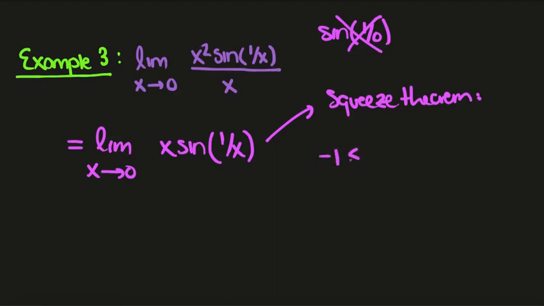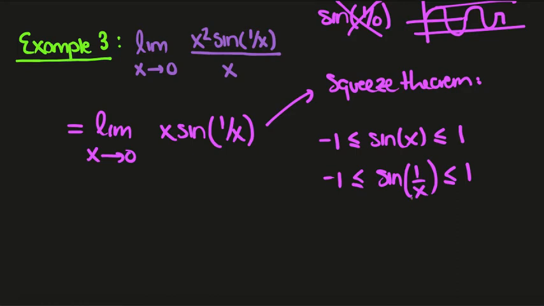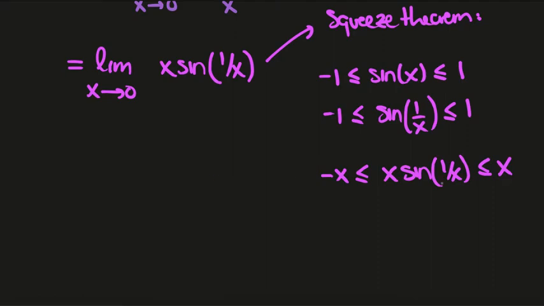For any x, sine x is bounded between -1 and 1. Of course, this is true because sine just oscillates. It doesn't increase. It's always bounded between -1 and 1. So in particular, sine 1 over x is bounded between -1 and 1, because this will just change the frequency. Now I can multiply both sides by x, assuming x is positive, which is fine. Then we have minus x is less than or equal to x sine 1 over x, which is less than or equal to x.